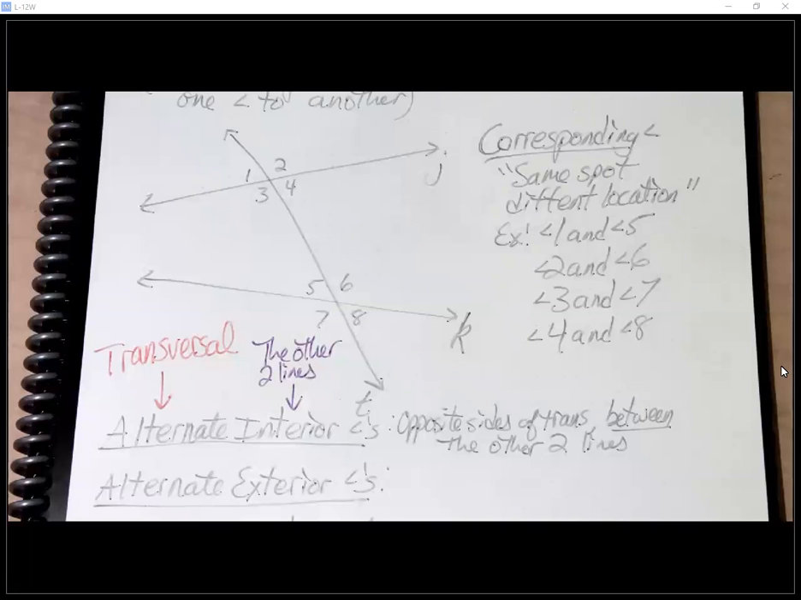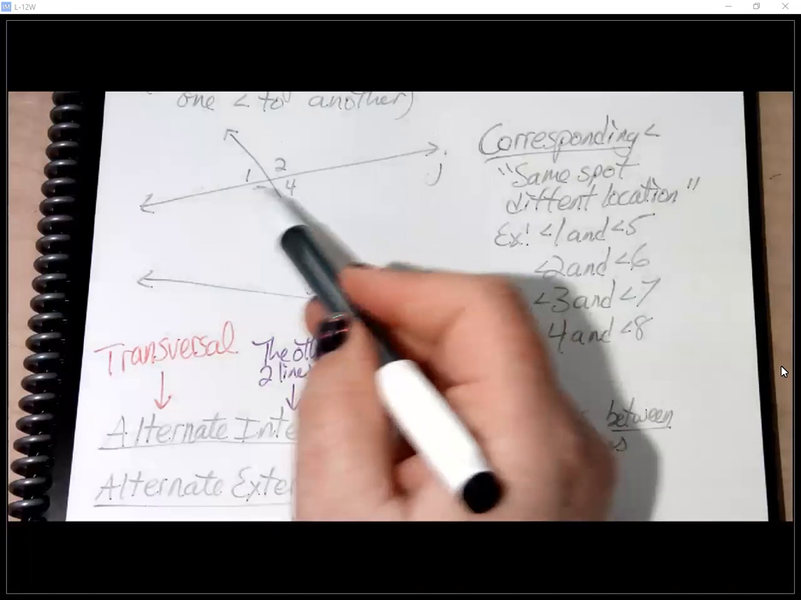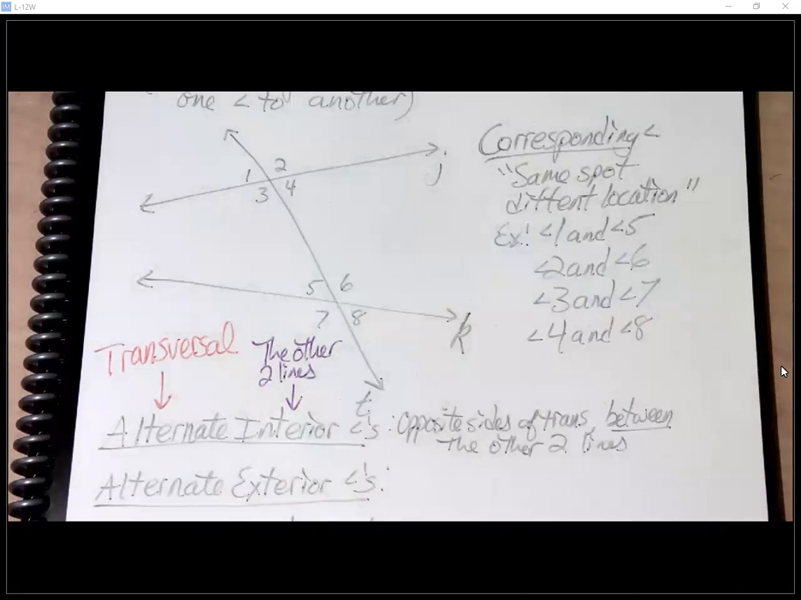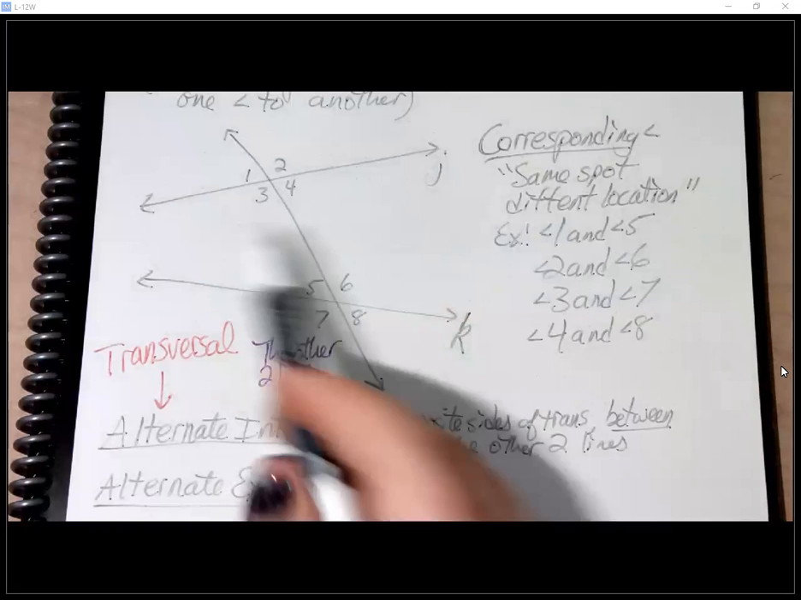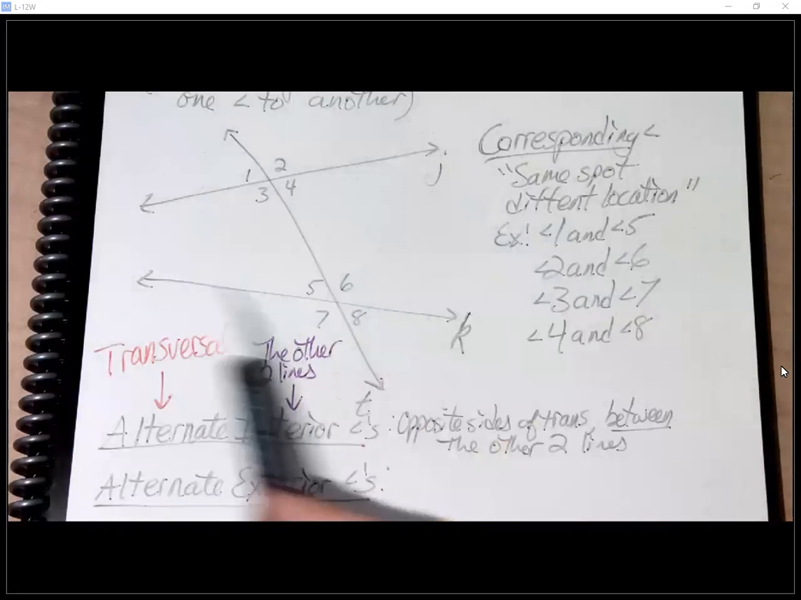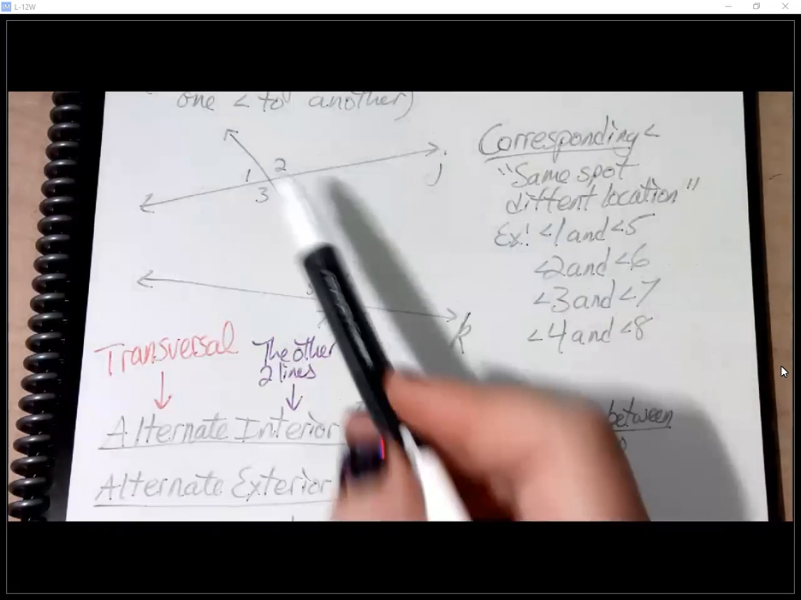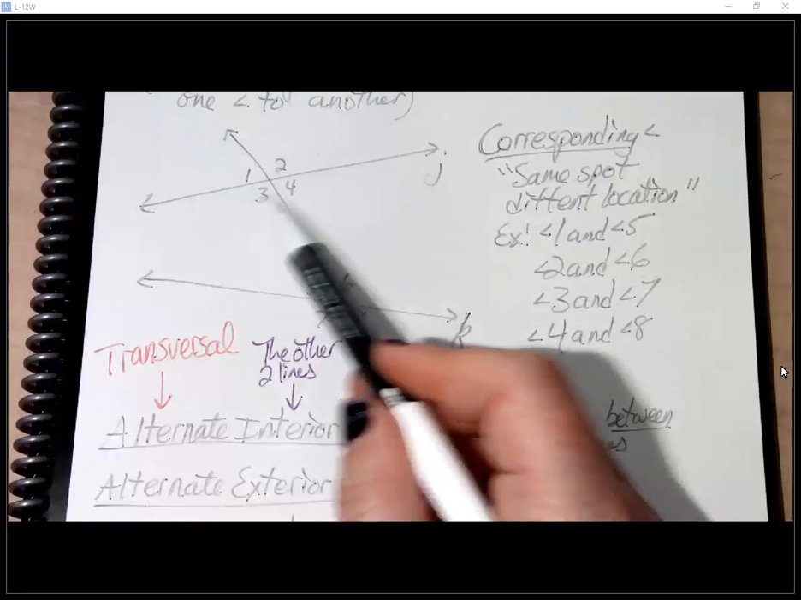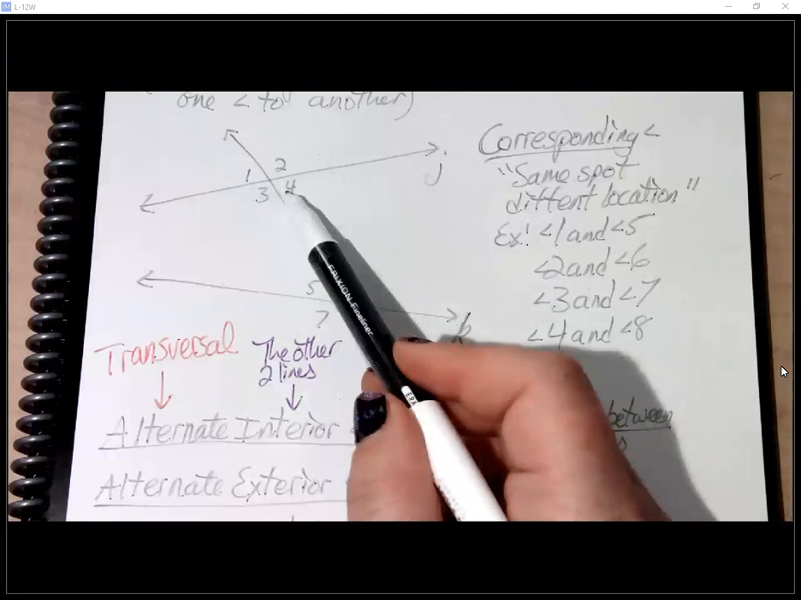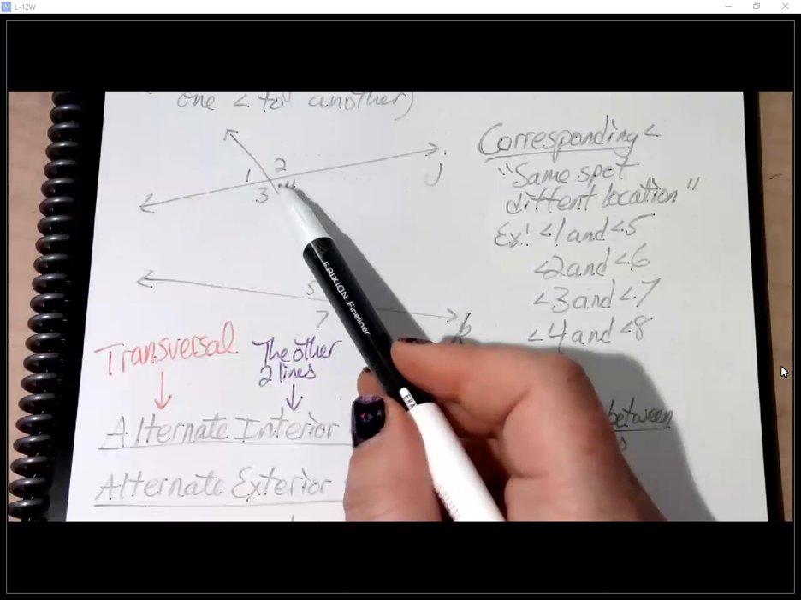Who's the transversal? T. So I need one of them to be somewhere on the left and then the other one to be somewhere on the right. Okay, and then I want them both to be in between my other two lines, which in this case are J and K. So the other thing is we don't want to pick two that are right next to each other because those are just supplementary angles. So I'm going to have one up here and one down here.